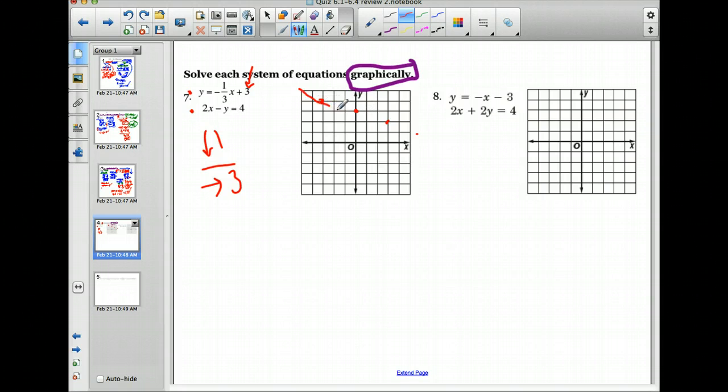So I make sure to mark every point on the grid, even with my crappy line. If I mark every point that my line hits perfectly on the grid, then when I graph my second line, if I end up graphing the same point, I know they definitely meet.